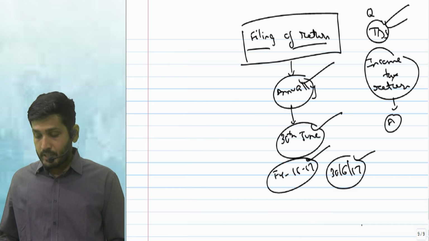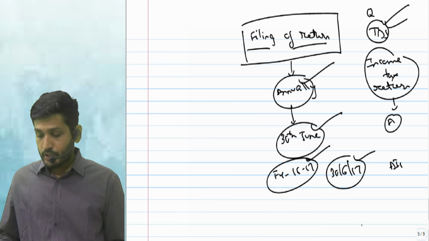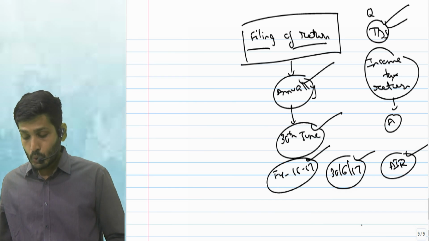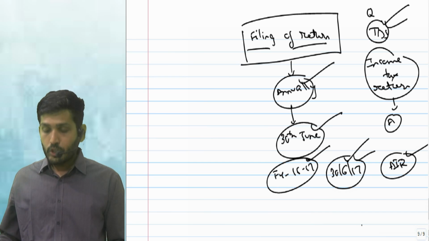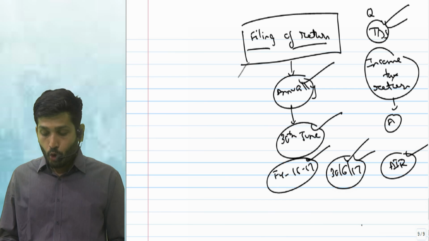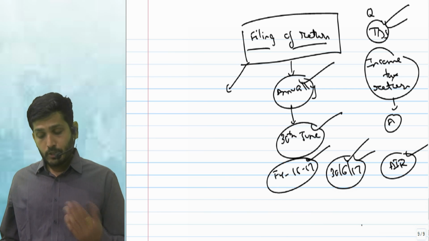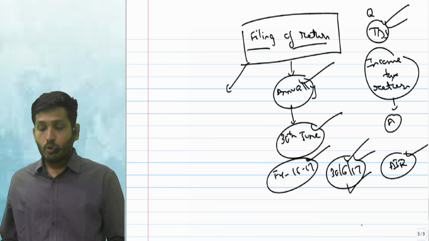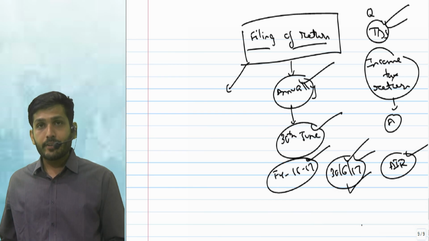For comparison, if you want to remember, it is just similar to annual information return, where the due date is again 30th June. So by this date you need to file the return. Now moving ahead, there is always going to be a possibility that a person doesn't file the return within the due date, so there is always going to be a scope to file a belated return.